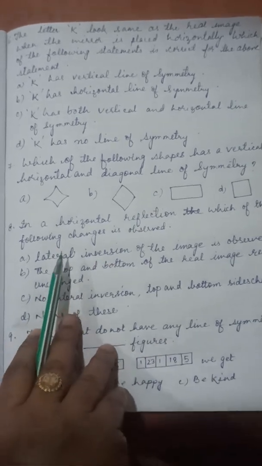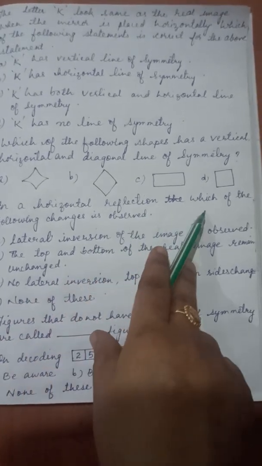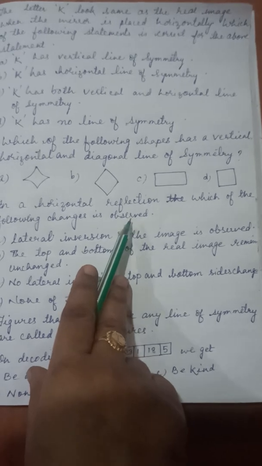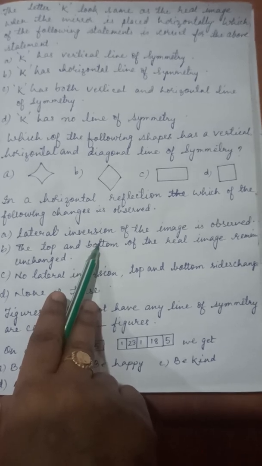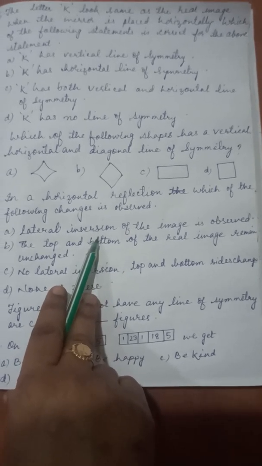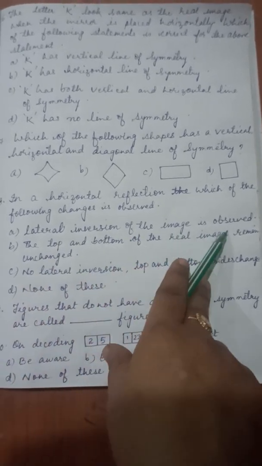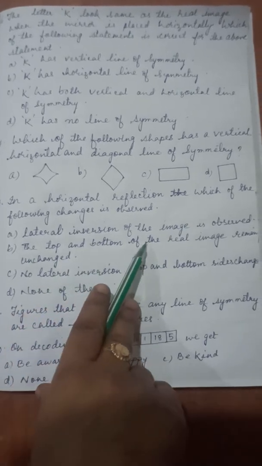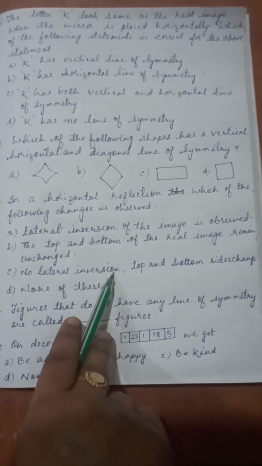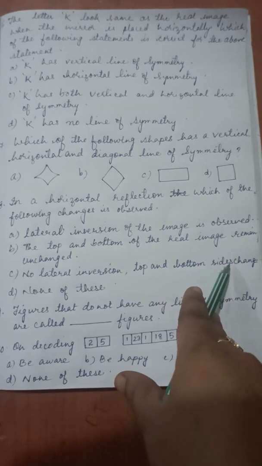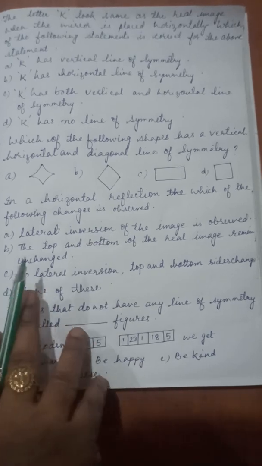Okay. Next question we have, in a horizontal reflection, which of the following changes is observed? This means whenever you place a mirror horizontally, whatever reflection you get in a horizontal mirror, what changes do we observe in the reflection? Lateral inversion of the image is observed, or the top and bottom of the real image remains unchanged, or no lateral inversion, top and bottom sides change, or none of the above. Okay, you have to choose the correct option here.